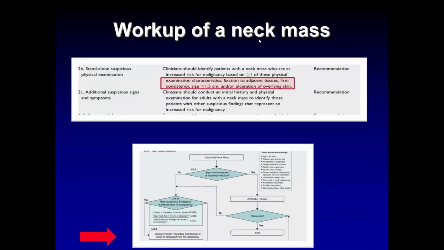So as we go down this algorithm, you really want to tease out from the physical examination, as well as signs and symptoms, findings that are more concerning for malignancy. In particular, is the lymph node or mass fixed to the adjacent structures? If you're having a hard time moving the mass itself from the muscle or from surrounding structures, it should alert you that there's a higher possibility of malignancy. Also, you want to focus on the size. Is it greater than 1.5 centimeters? And or ulceration of the overlying skin could alert you that perhaps you're dealing with a malignancy.